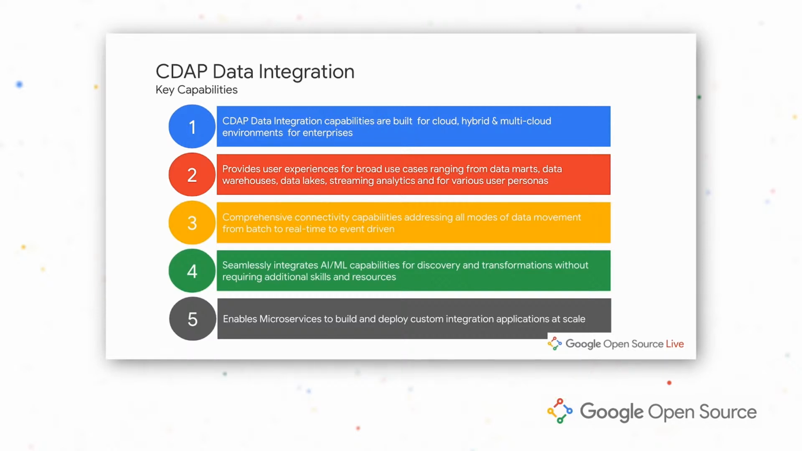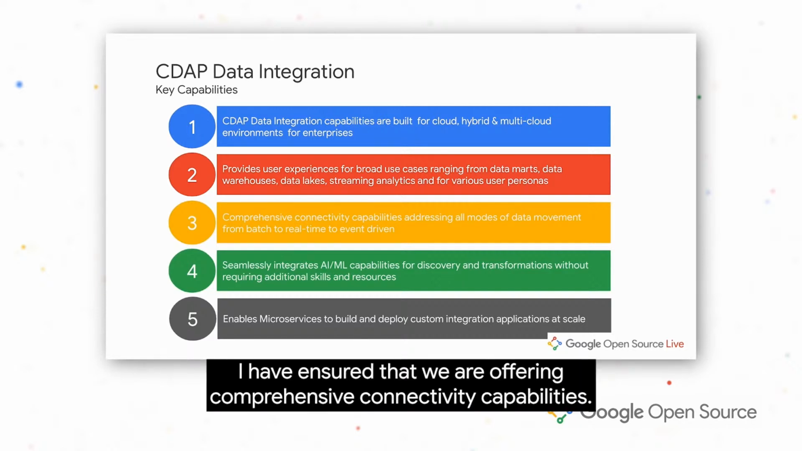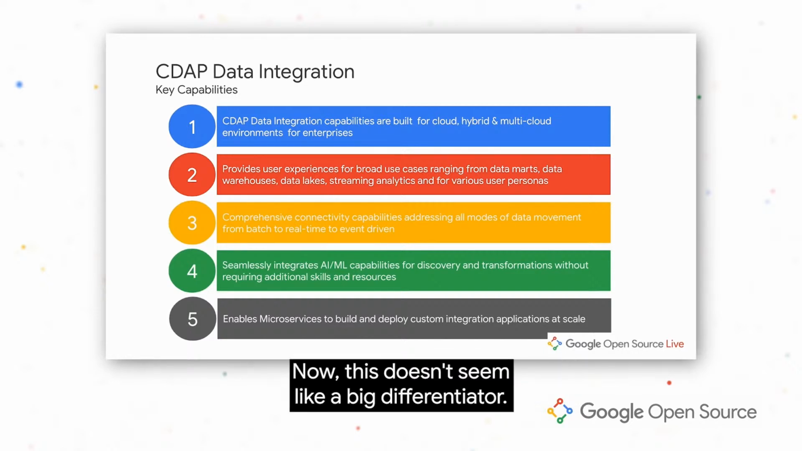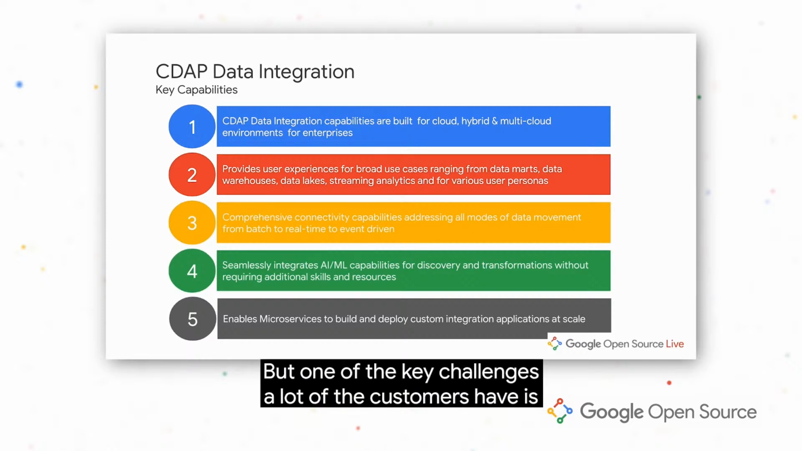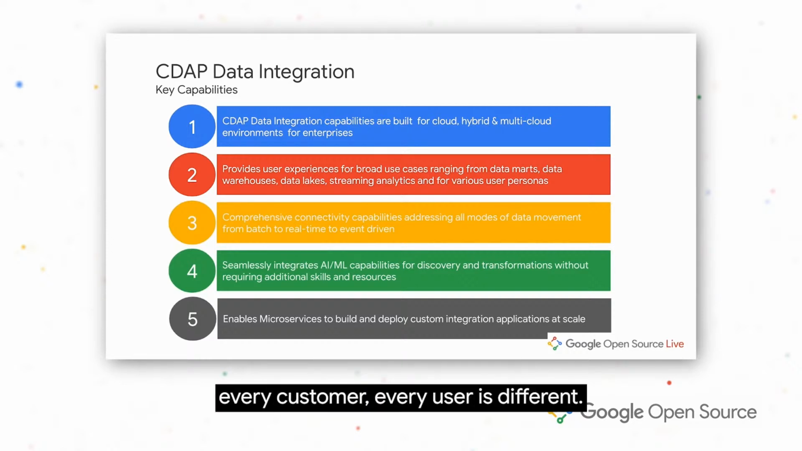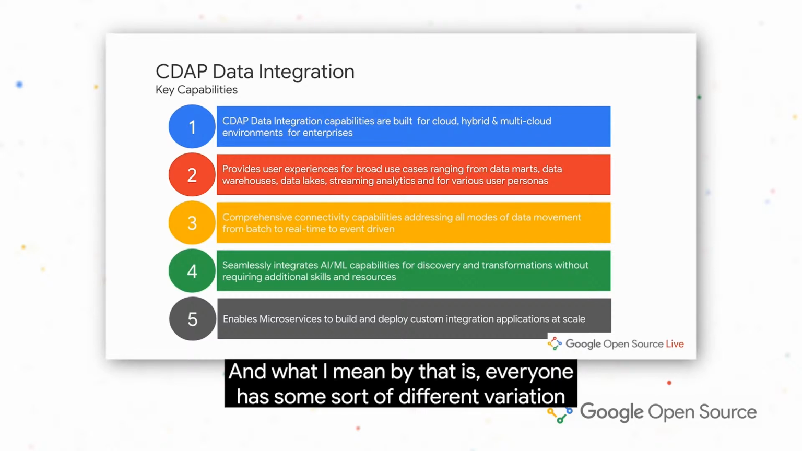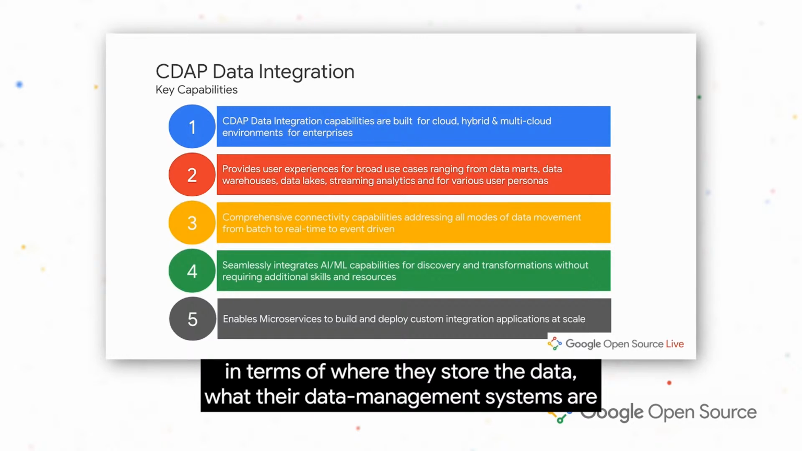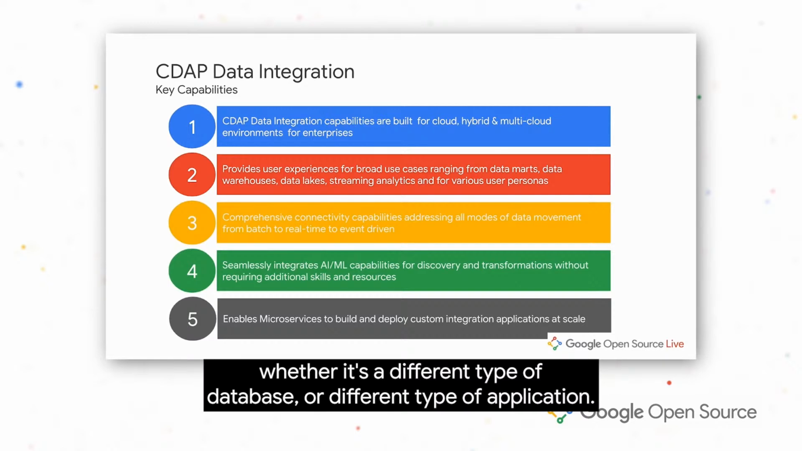We also have ensured that we are offering comprehensive connectivity capabilities. Now, this doesn't seem like a big differentiator, but one of the key challenges a lot of the customers have is every customer, every user is different. And what I mean by that is everyone has some sort of different variation in terms of where they store the data, what their data management systems are, whether it's a different type of database or different type of application.